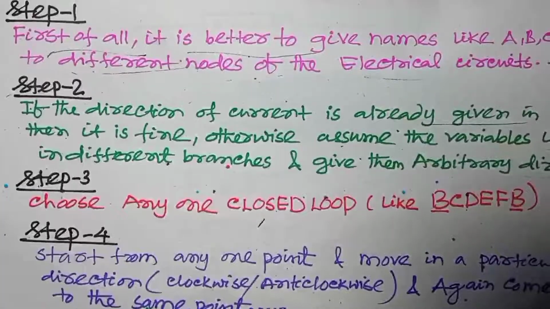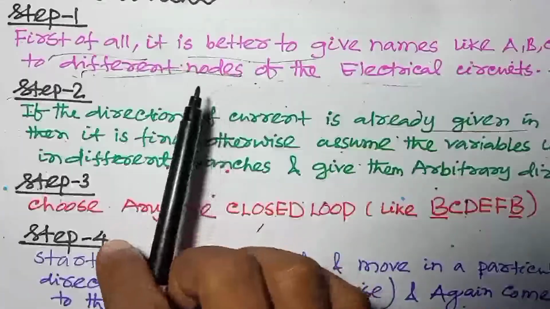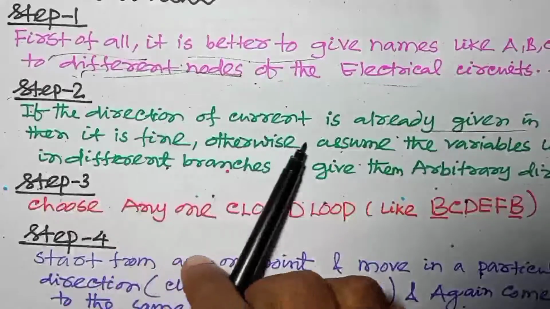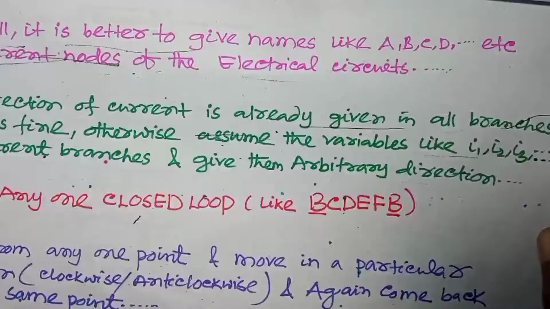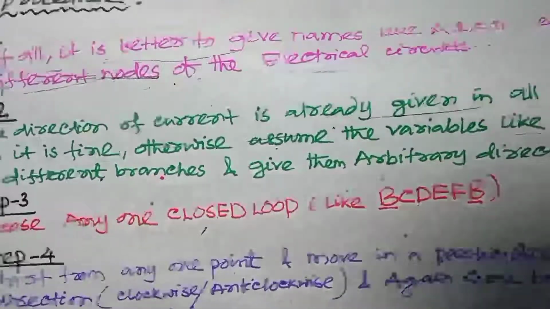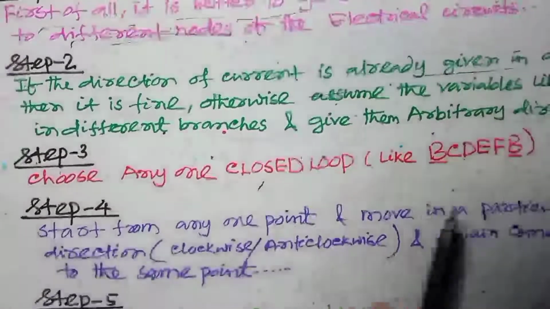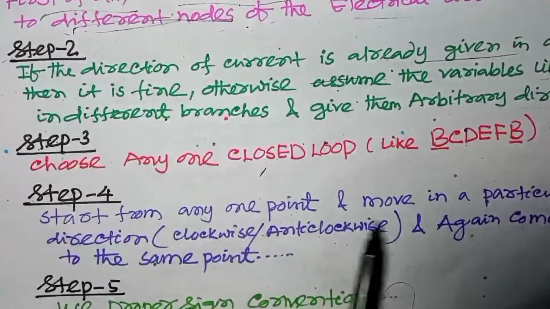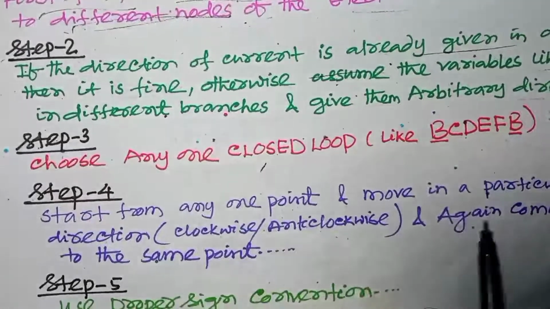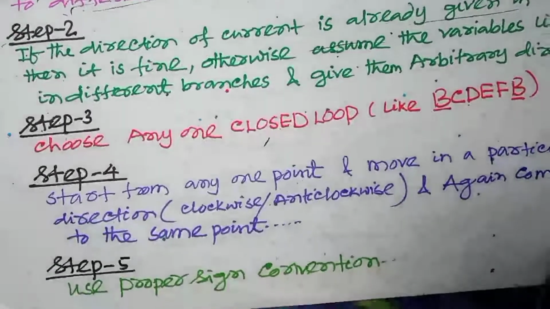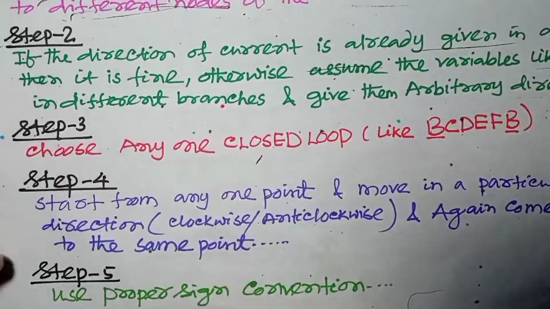Okay, so I am repeating the steps again. First of all, we have to give name to the different nodes of the electrical circuit. Then we have to assume the direction of current, and we have to take the variables like I1, I2, I3, etc. and we have to give arbitrary direction to the currents. Then we have to choose a closed loop. Then we have to start from one point and move in a particular direction. It can be either clockwise or anti-clockwise, and again we have to come back to the same starting point. And while writing the KVL equation, we have to use the proper sign convention. So these are the steps.